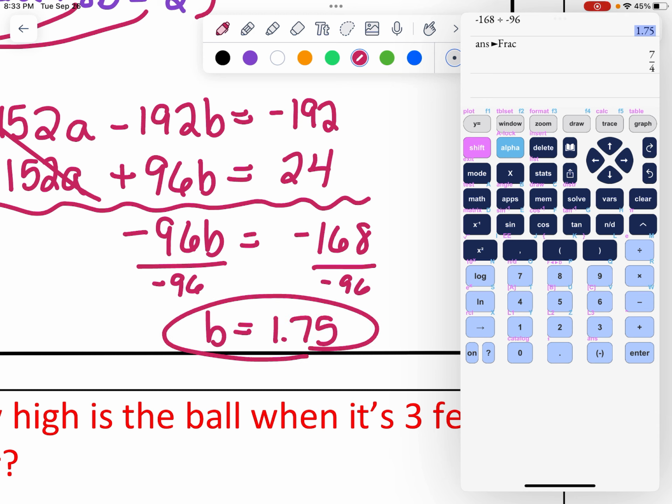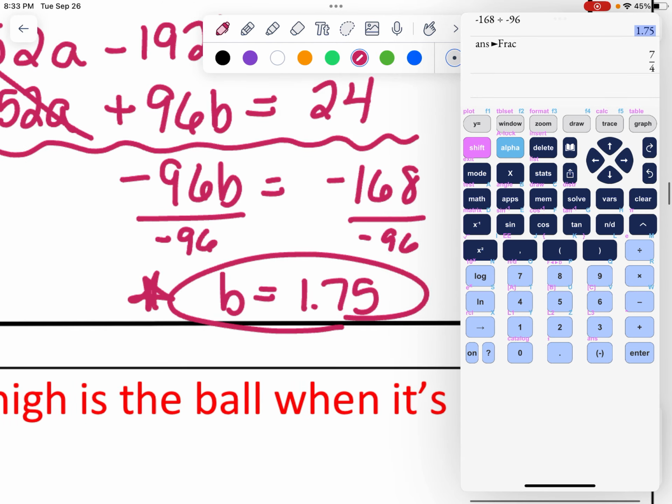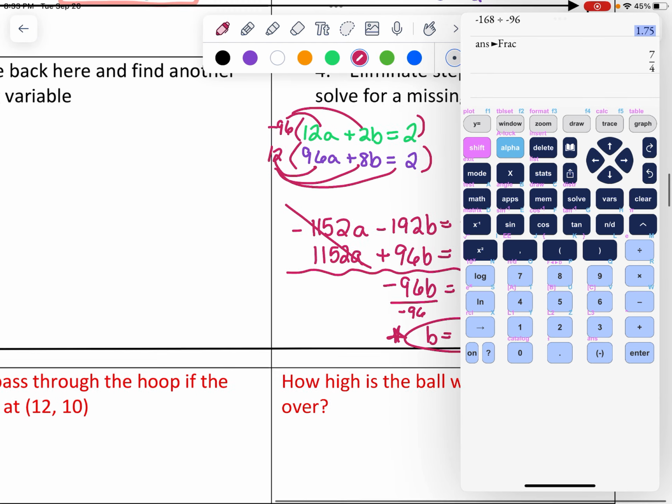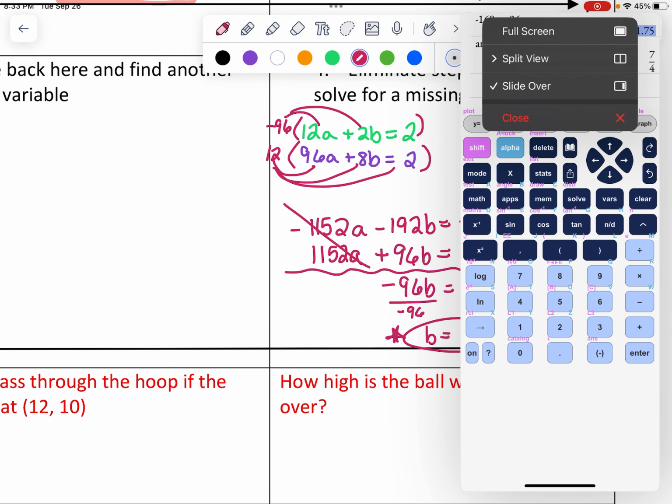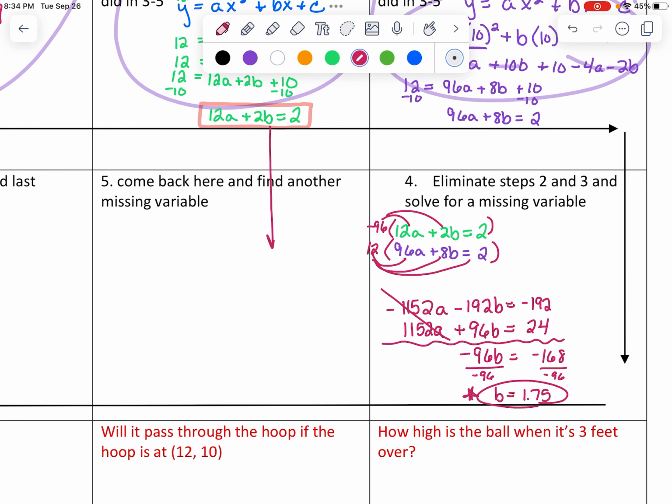So I'm going to circle that. I'm going to put a star by it because we found one answer. And if you remember from chapter 3, when you find one answer, the rest of them get a lot easier. So we're going to plug that back in. We're going to follow my arrowheads, and that goes in right here for this B. So we're going to get 12A plus 2 times 1.75 equals 2.